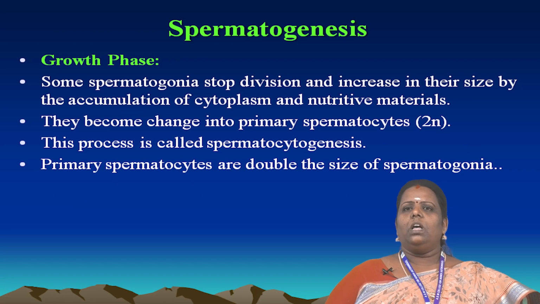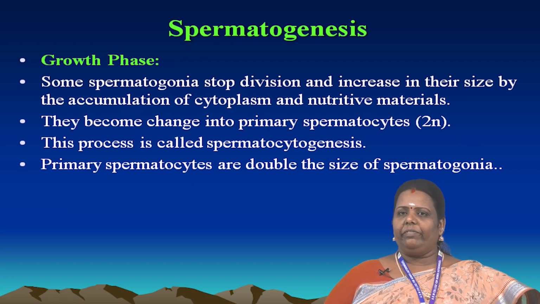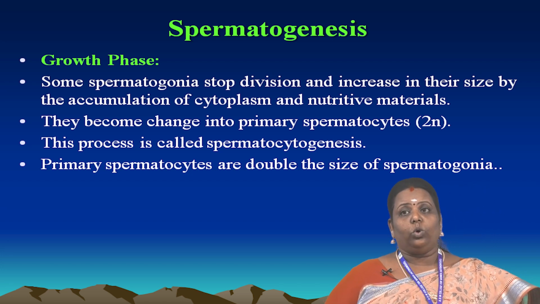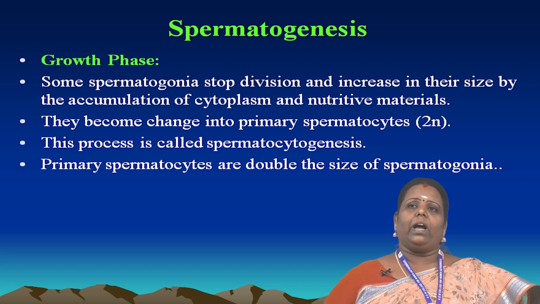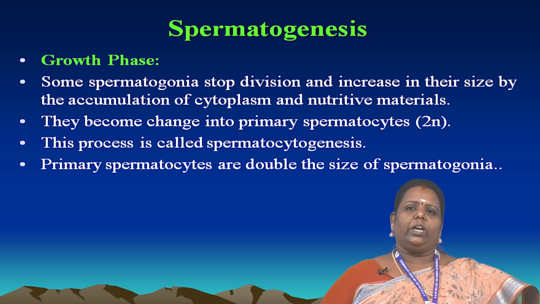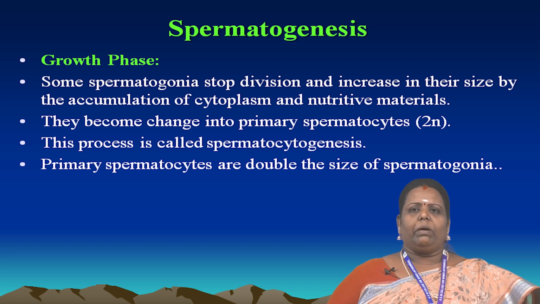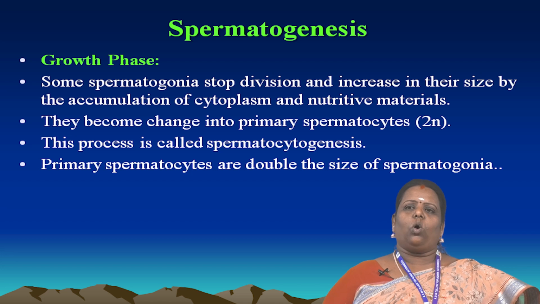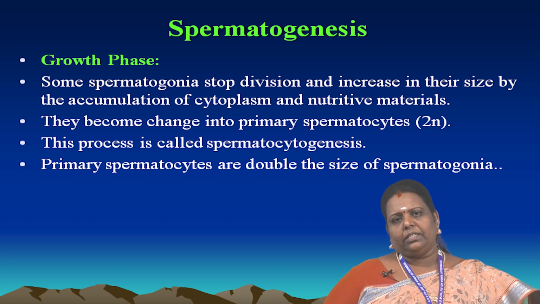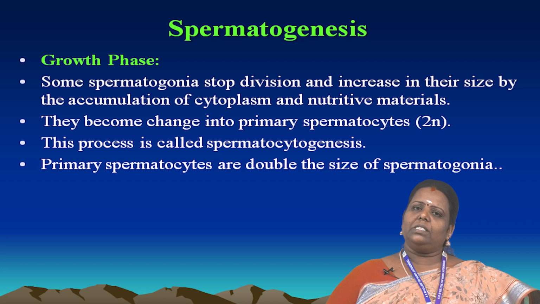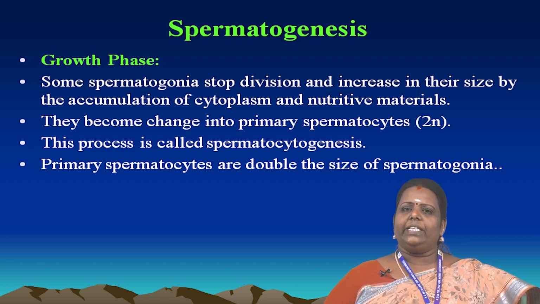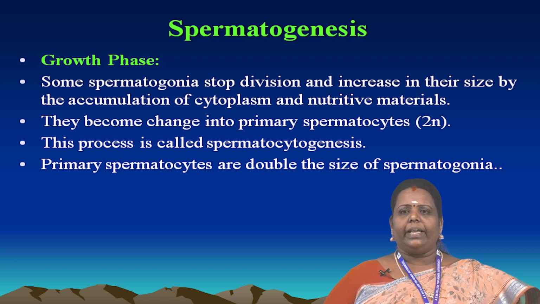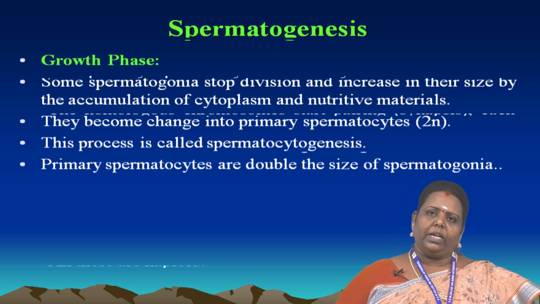Another one is the growth phase. Some of the spermatogonia stop dividing in the growth phase. After cell division, they develop in the growth phase, increasing in size by accumulation of cytoplasm and nutritive material. They change into the primary spermatocyte. This process is called spermatocytogenesis. Spermatocytogenesis means the formation of sperm cells, where genesis means formation.